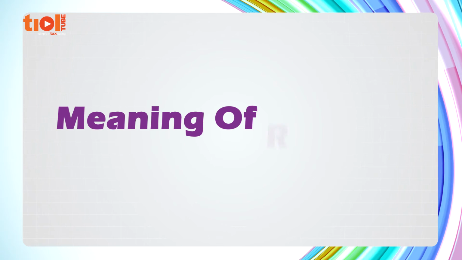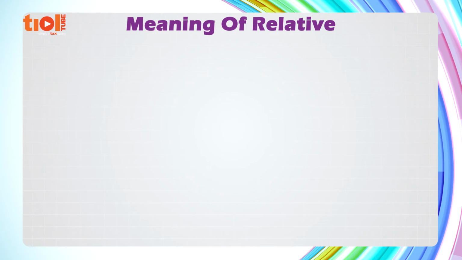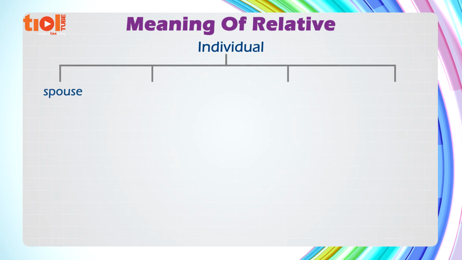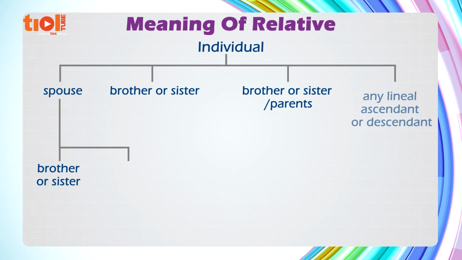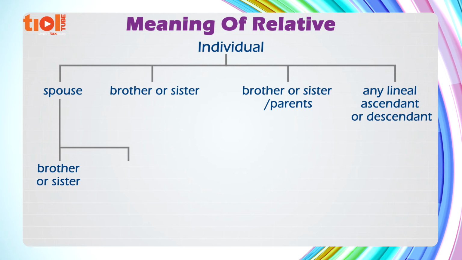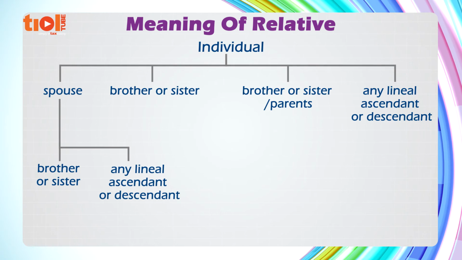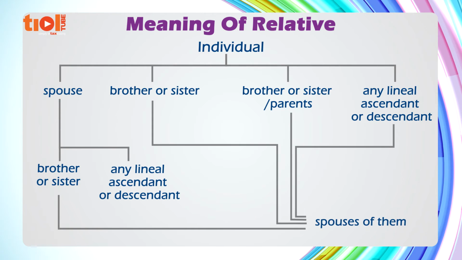For the purpose of above exemption, relative means spouse of the individual, brother or sister of the individual and their spouses, brother or sister of the spouse of the individual and their spouses, brother or sister of either of the parents of the individual and their spouses, any lineal ascendant or descendant of the individual and their spouses, and any lineal ascendant or descendant of spouse of the individual and their spouses.